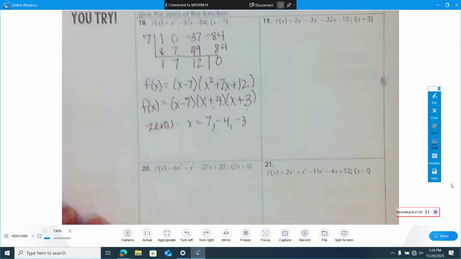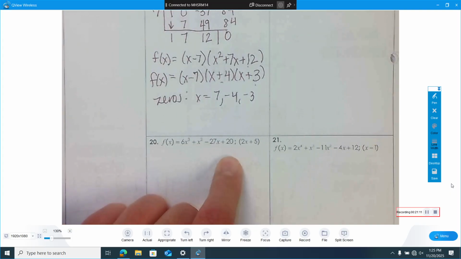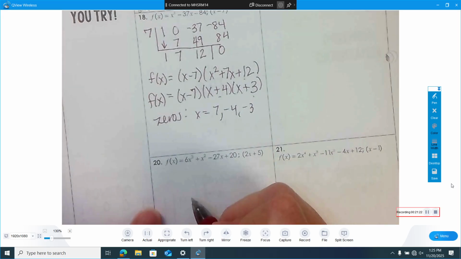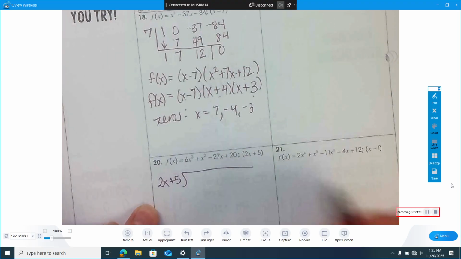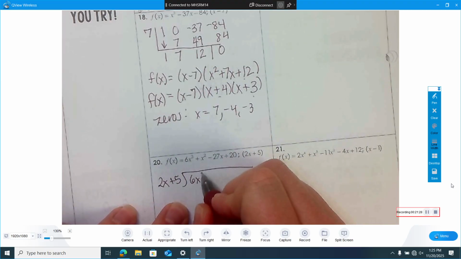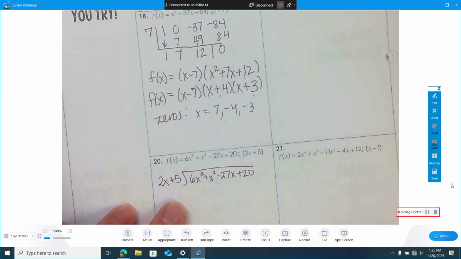Interesting. Now, number 20, last one. They're telling me my factor is 2x plus 5. Can I use synthetic division with this? No, I cannot. So we're going to go ahead and do long division. 2x plus 5, into 6x cubed plus x squared minus 27x plus 20.